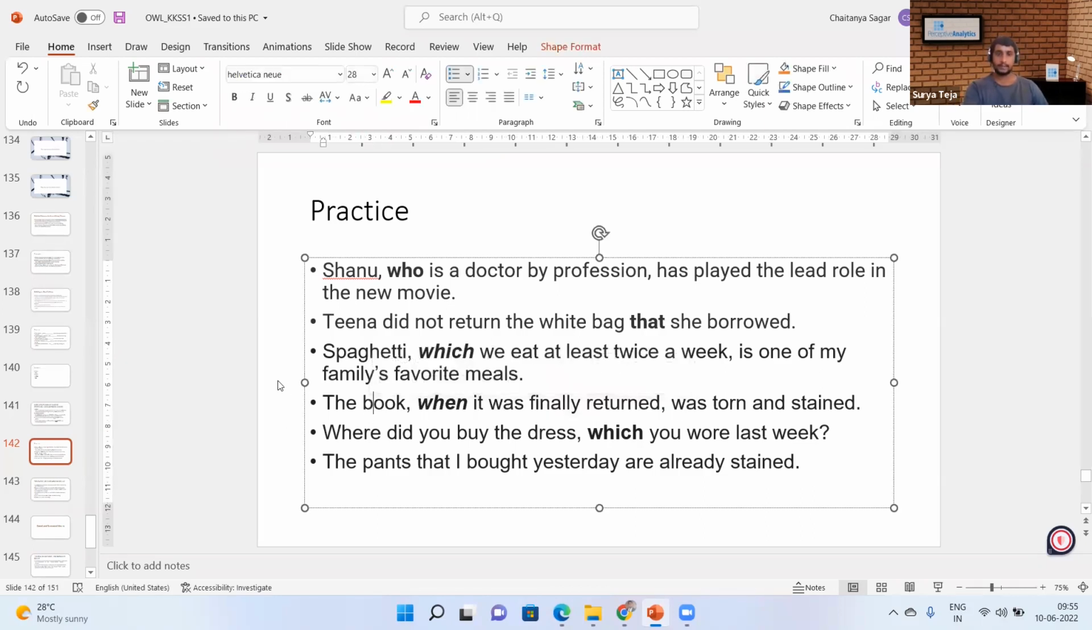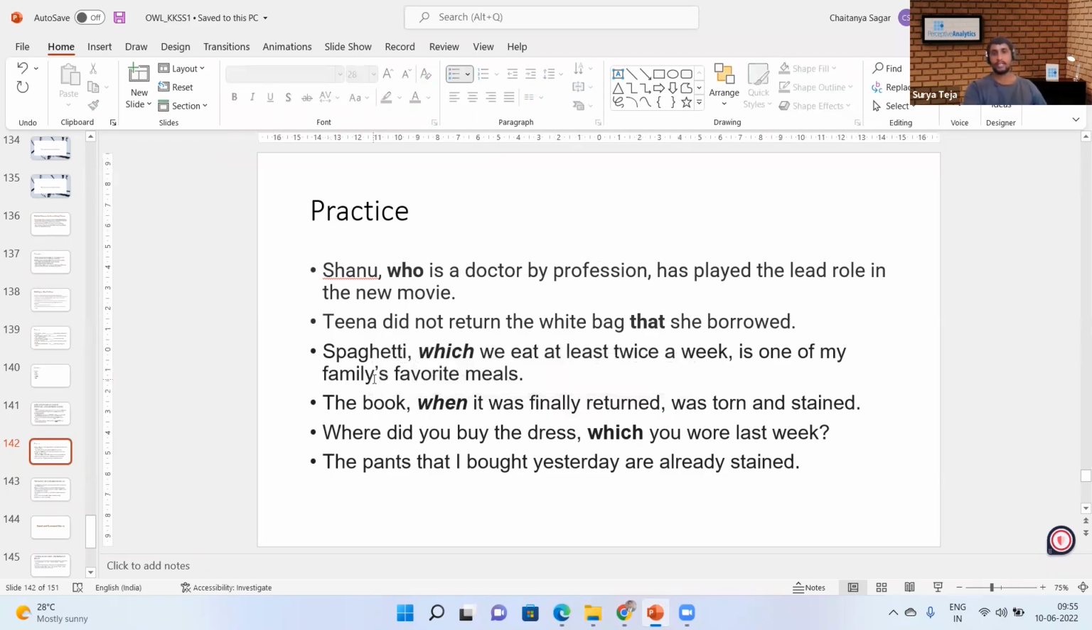Actually, this is right. So book, when it was finally written. So "when" is not talking about the book. "When" is talking about the written, the time. So we have used "when" because it is non-essential information. We just put the comma. Why is it non-essential? If you see, we just removed the book.